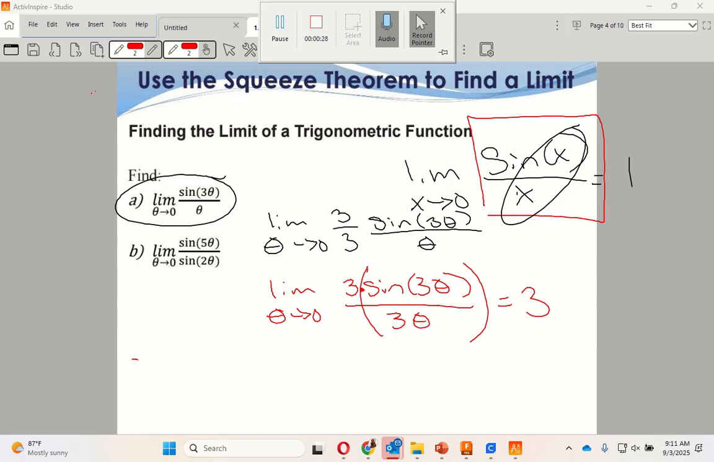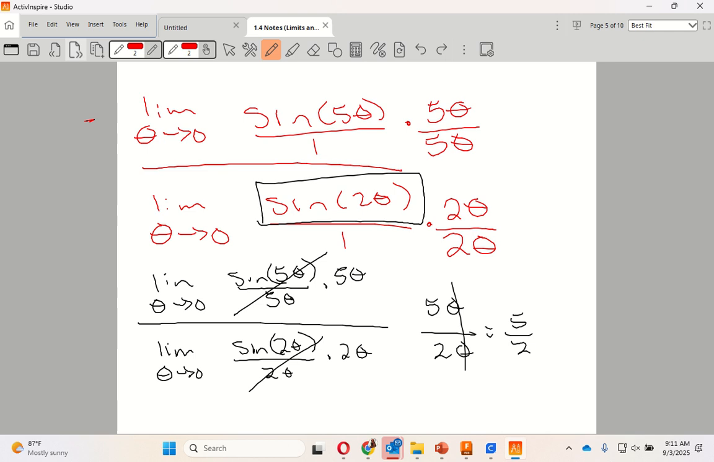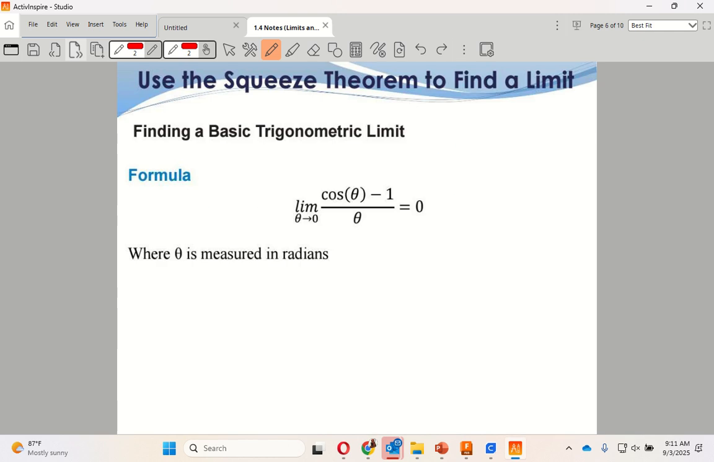Now we're going to have another one, which is right here. The limit of cosine theta minus 1 divided by theta is equal to 0. Okay, that's important. So, this is in radians. So I could use that also as one of the things that will give me a value to help me out.